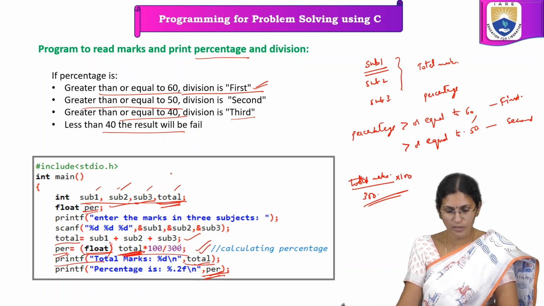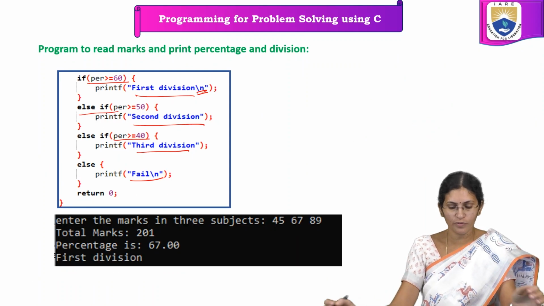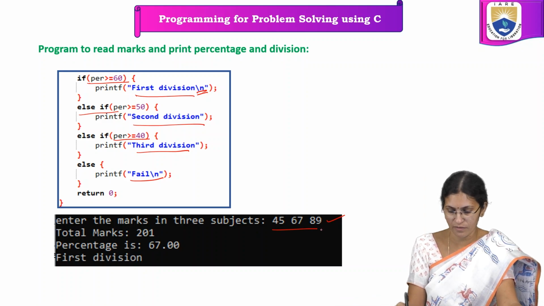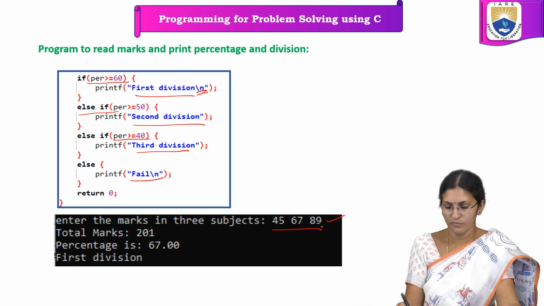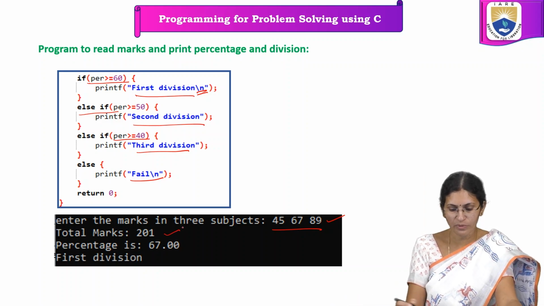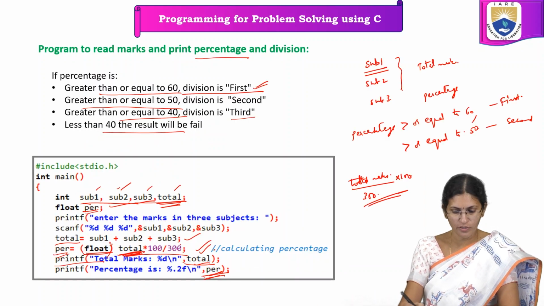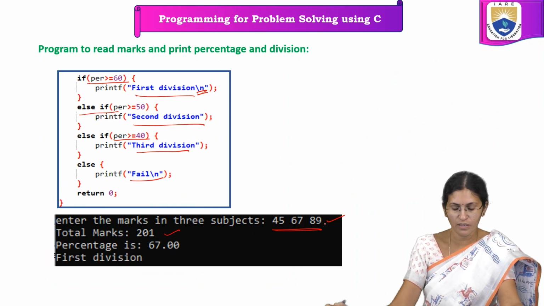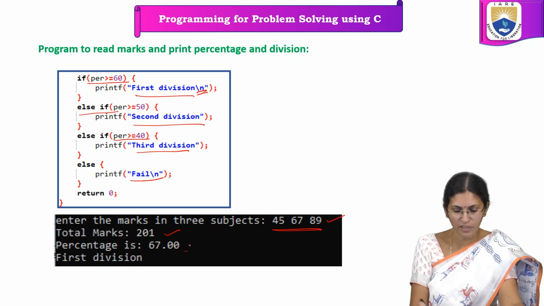When we execute this program, first this line will be executed: Enter the marks in 3 subjects. Suppose we enter these 3 marks, 45, 67 and 89. Then total marks will be calculated based upon this formula. Total marks are nothing but the addition of all the 3 subject marks. Then after that we can calculate the percentage.